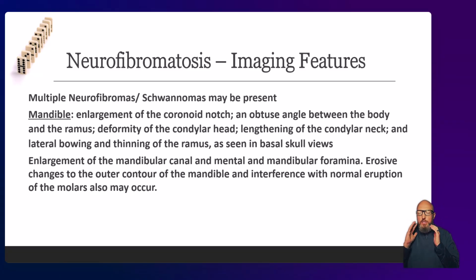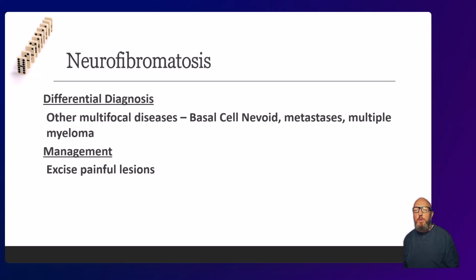That one you're going to appreciate in either a CT or in an AP cephalometric image. But the one really to remember, because it makes the most sense with this disease, is enlargement of the mandibular canal and the mental and mandibular foramen. Tumors are growing on the nerve, so the nerve's tunnel gets bigger. It's one of those images that looks like a snake that swallowed a rat. Also, erosive changes on the outer mandible and interferences with molar eruption.